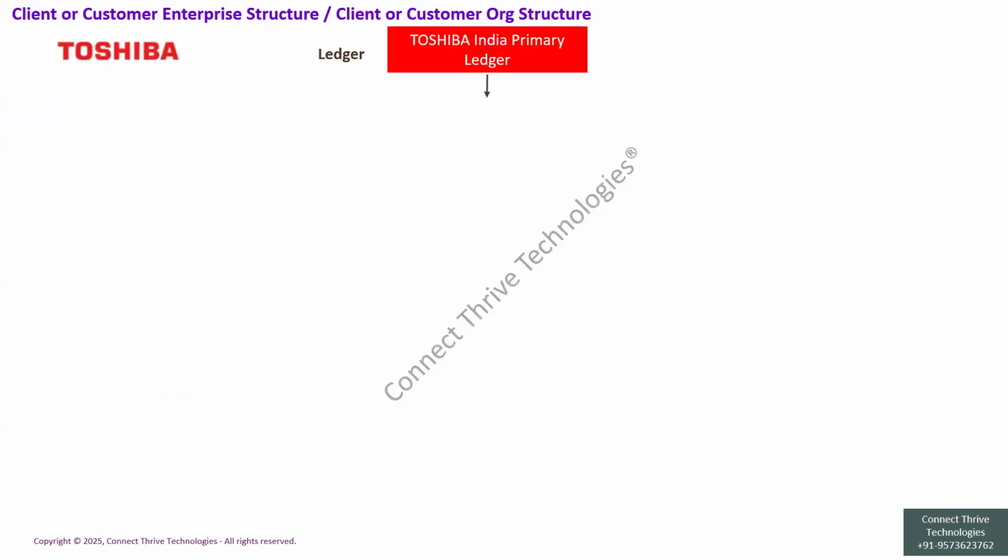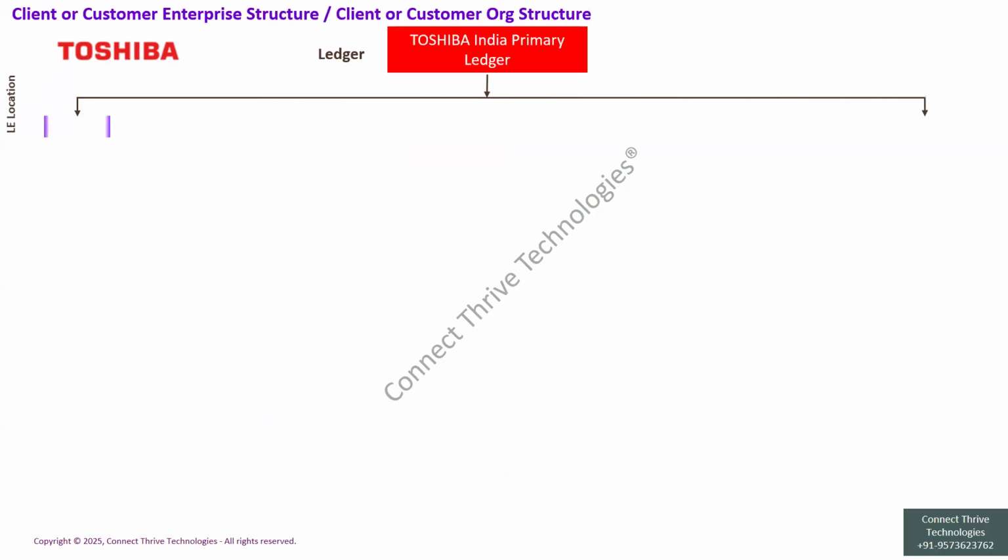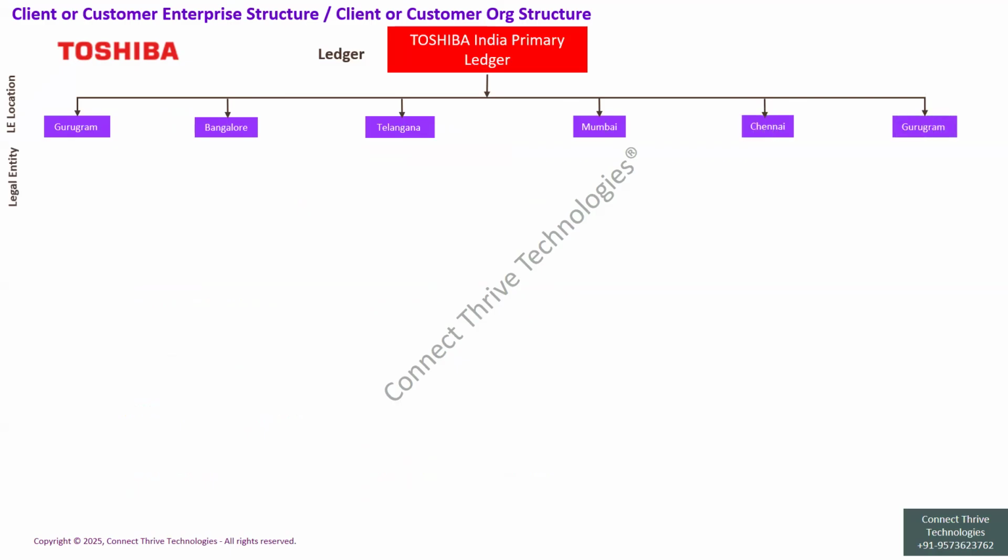Now, to maintain all our India related business in the particular location called India, we created a unified primary ledger. Within that primary ledger, we will create the legal entities. Before finalizing the legal entities, we should know for which states and locations they have operations. Here, Toshiba has operations in Gurgaon, Bangalore, Telangana, Mumbai, Chennai, and again Gurgaon.